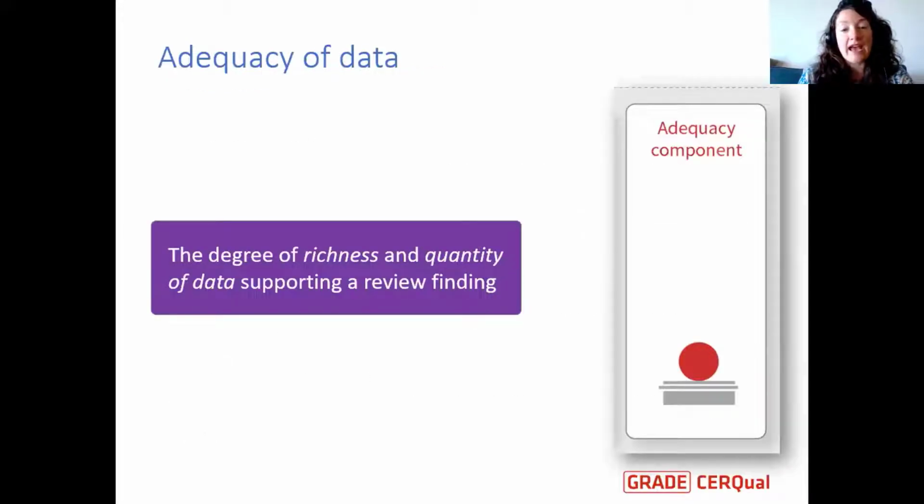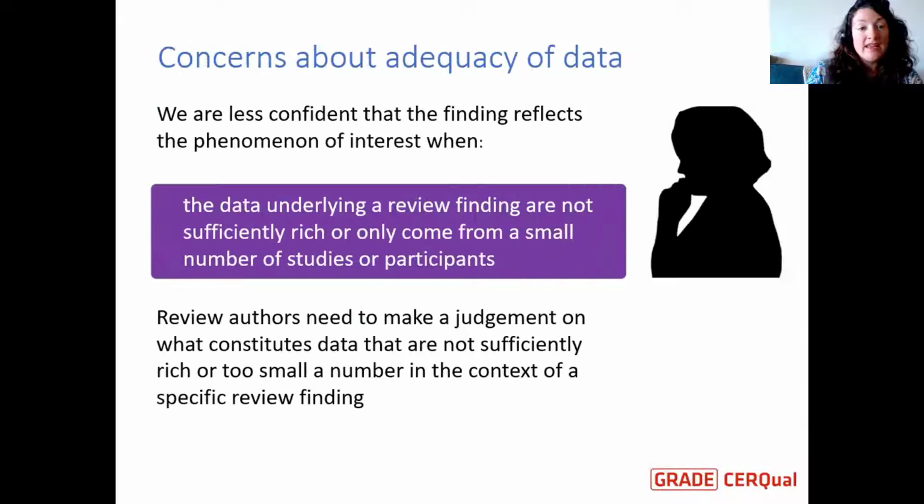Okay, let's go on to the adequacy component. So this is the degree of richness and quantity of data supporting a review finding. And here, the idea is that we are less confident that the finding reflects the phenomenon of interest when the underlying data are not sufficiently rich or only come from a small number of studies or participants. And again, it's the review authors that need to make a judgment on what constitutes data that are or are not sufficiently rich or too small in number, in the context of a specific review finding.